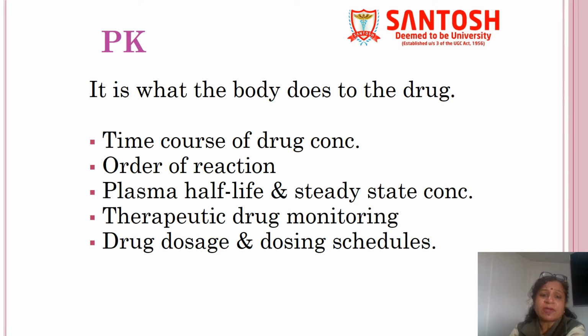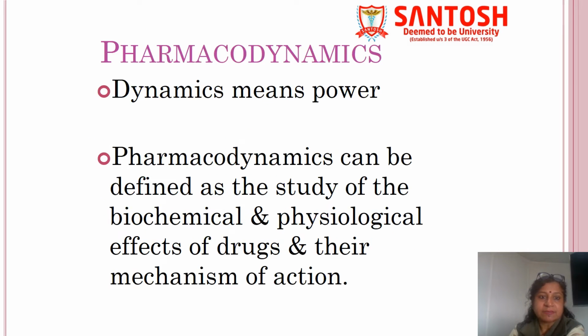Next important thing is drug dosage and dosing schedule. By knowing the plasma half-life, we know how much drug has to be given at what particular interval, so the dosing schedule can be derived from that. All these things are what we study when we talk about pharmacokinetics.